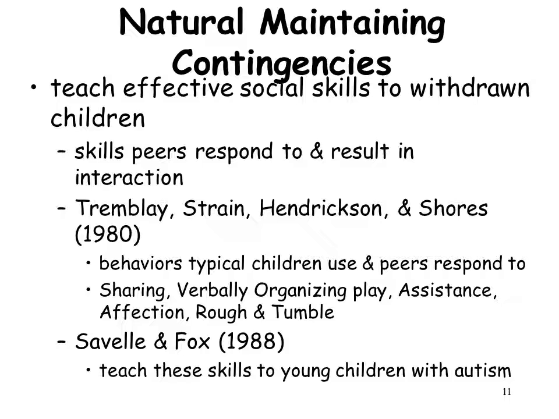There are a lot of examples in the research literature of people using natural maintaining consequences. There was a really classic study done back in 1980 by a group of folks, and they identified behaviors that typically developing children used with their peers. So they came up with things like sharing, and another thing they labeled as verbally organizing play. In other words, one kid would say what the rules were or state what the game was. Another was asking assistance or appropriate ways to get affection from adults, and then something called rough and tumble.